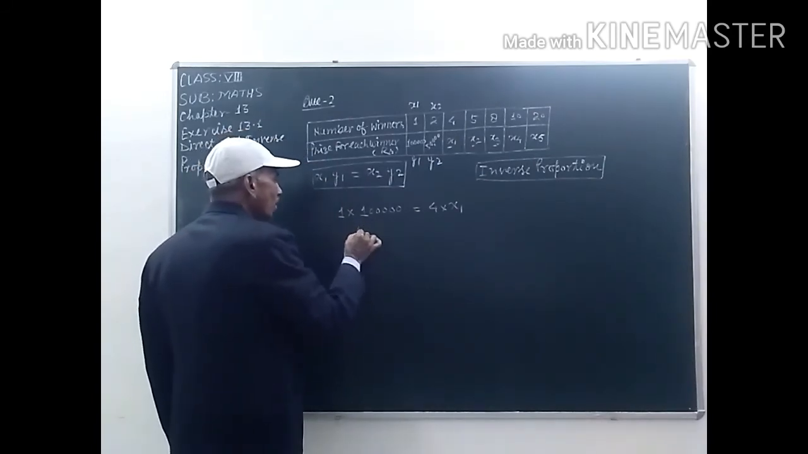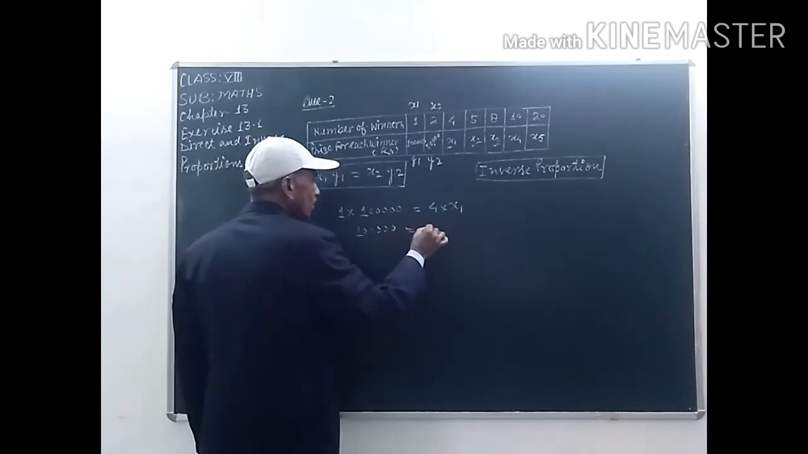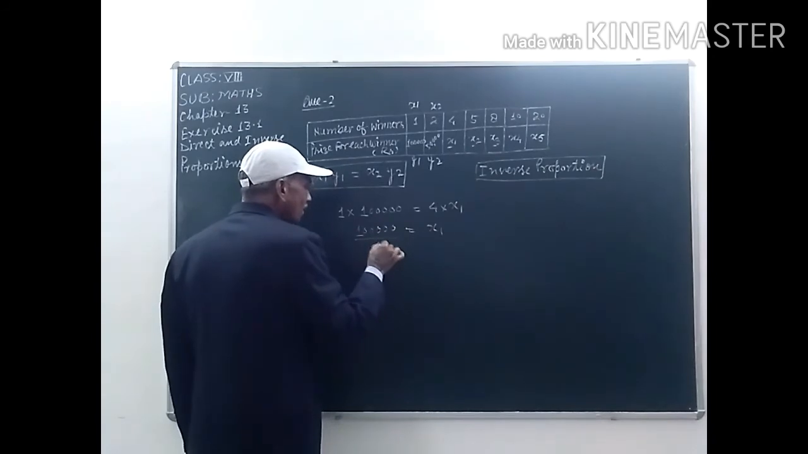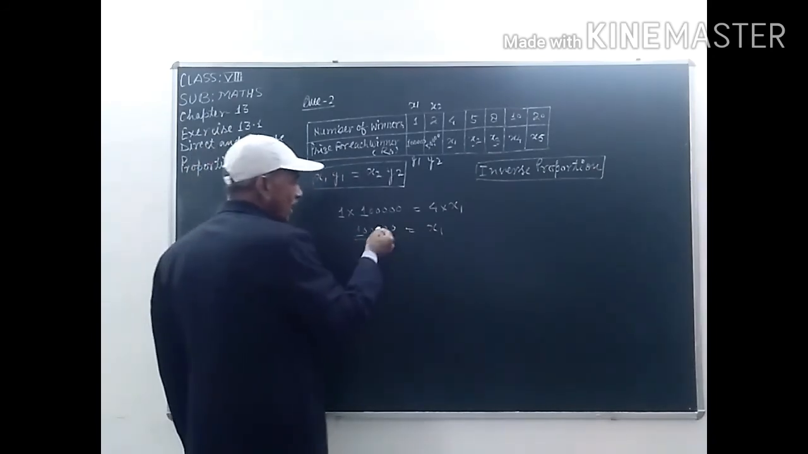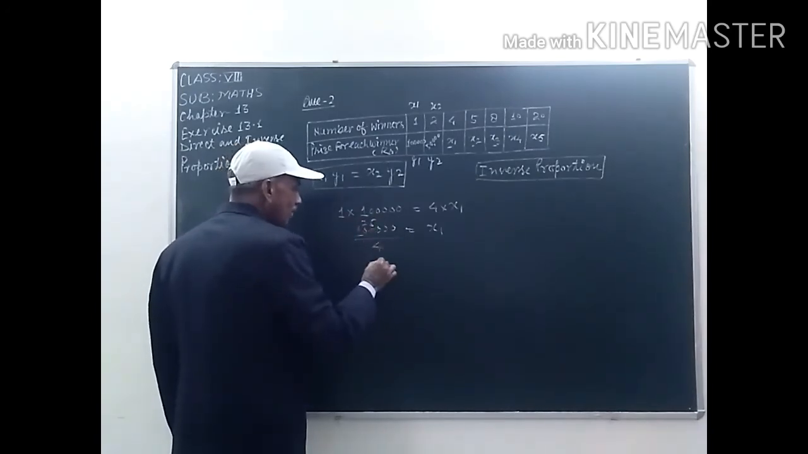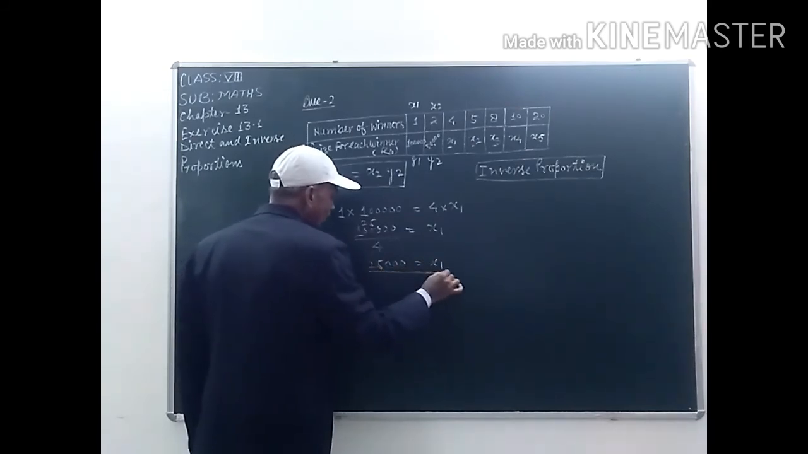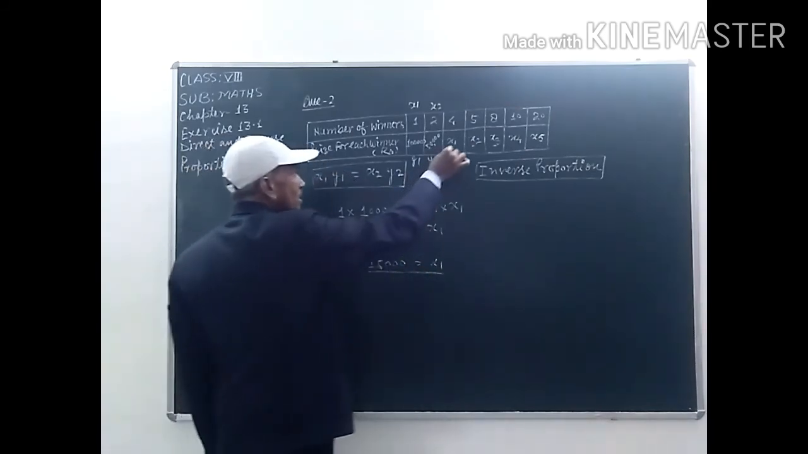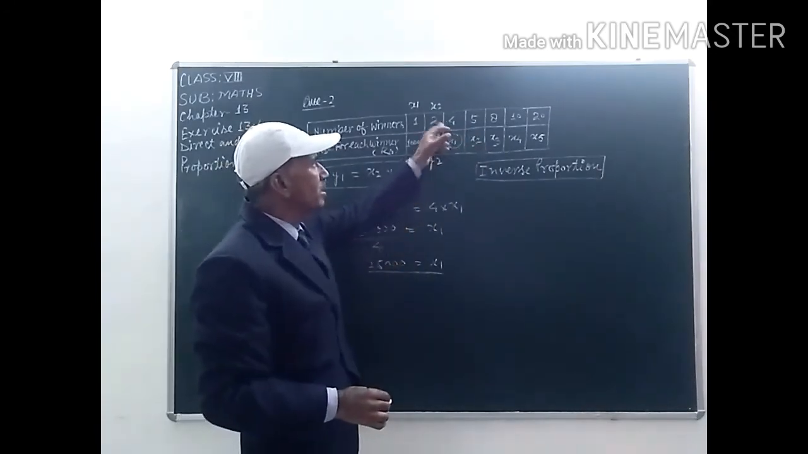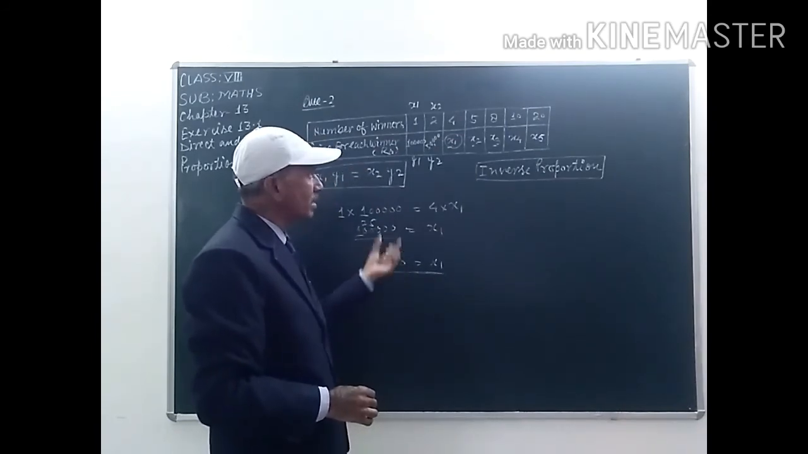So 1 lakh is equal to 4 x1, so x1 is equal to 1 lakh upon 4. Divide 1 lakh by 4, so it is 25,000. x1 is equal to 25,000. So the value of x1, students, will be 25,000. If the number of winners is 4, then the amount will be 25,000 rupees each.